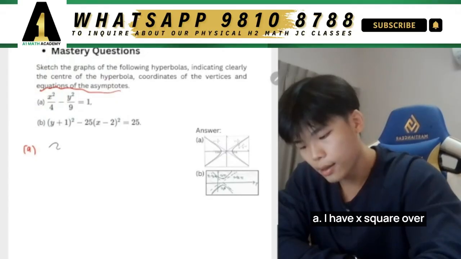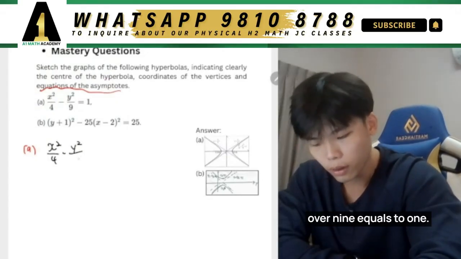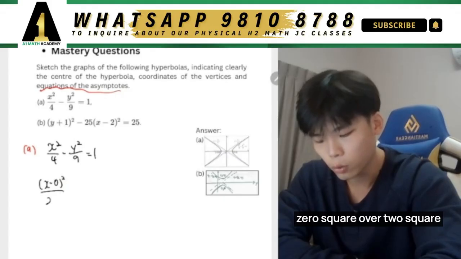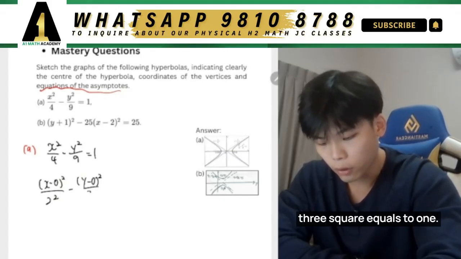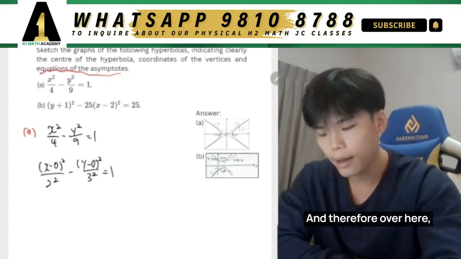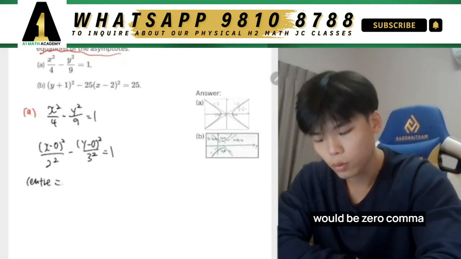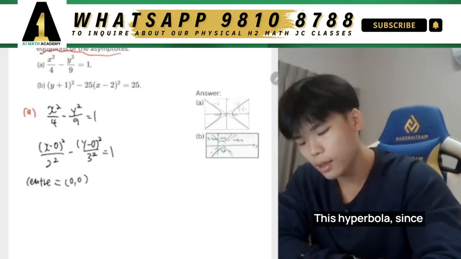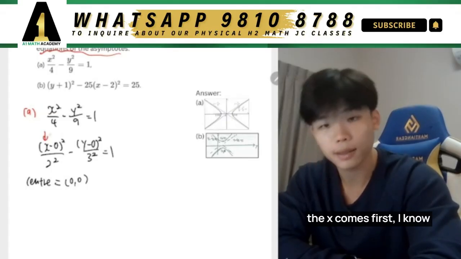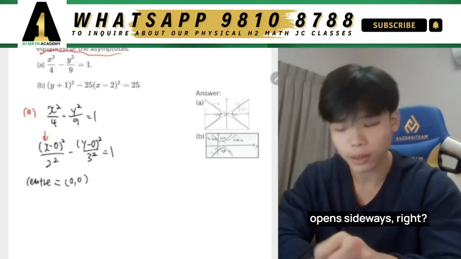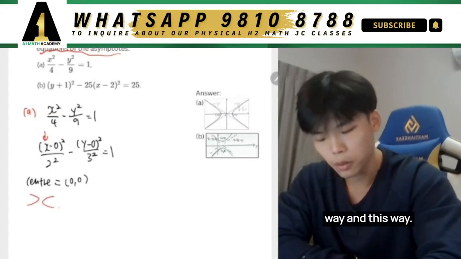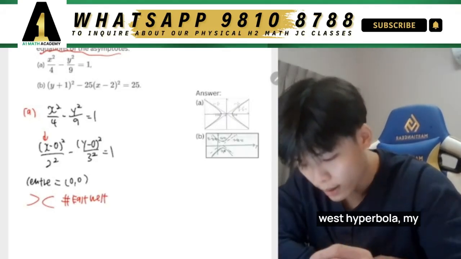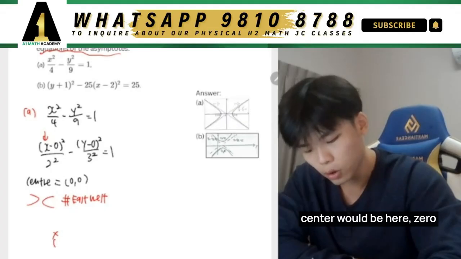I have x squared over 4 minus y squared over 9 equals to 1. I'll rewrite this as (x minus 0) squared over 2 squared, (y minus 0) squared over 3 squared equals to 1. Right? And therefore, over here, I know that the center would be 0, 0. This hyperbola, since the x comes first, I know that this hyperbola opens sideways. So it opens this way and this way. In other words, this is an east-west hyperbola. And since this is an east-west hyperbola, my center would be here, 0, 0.